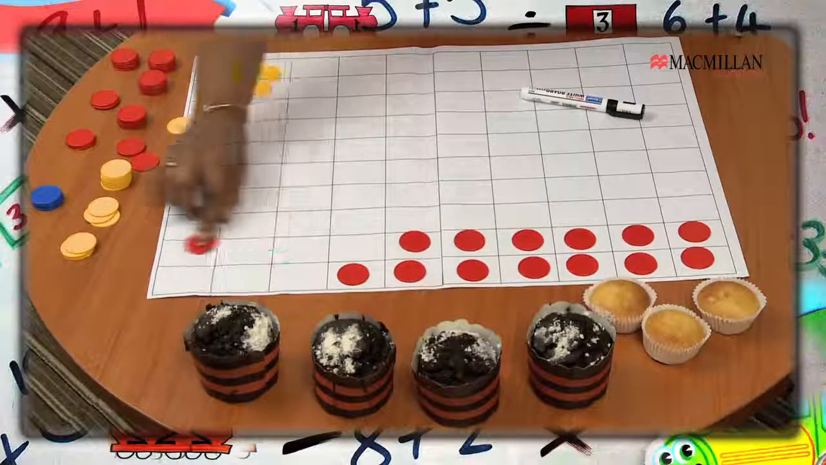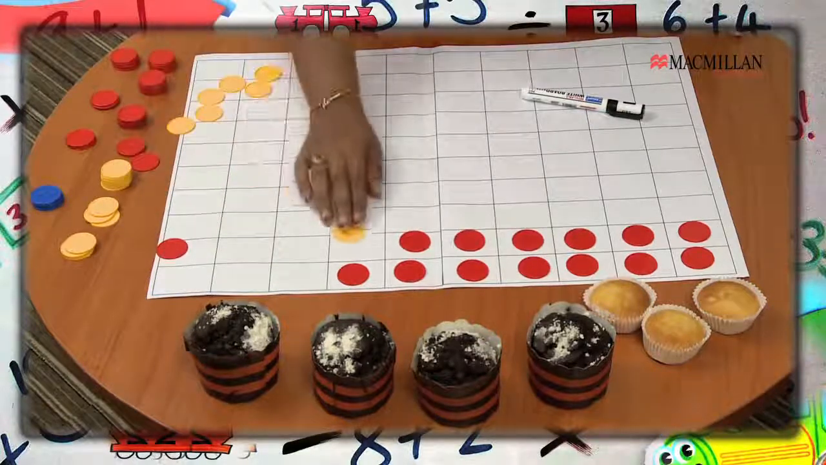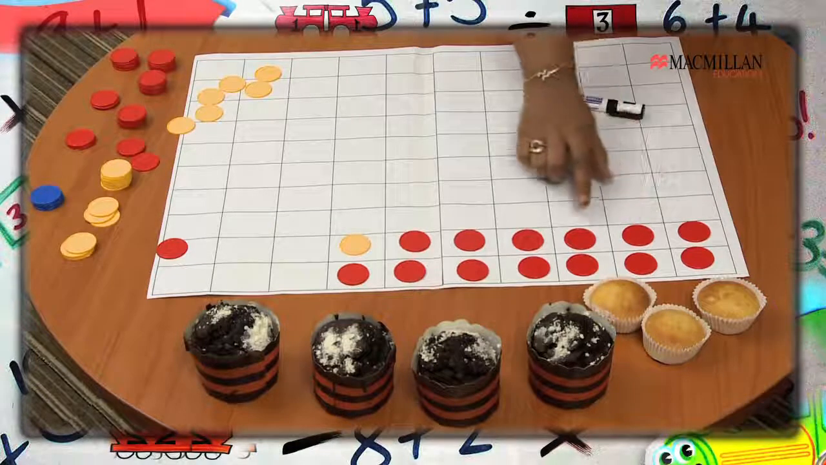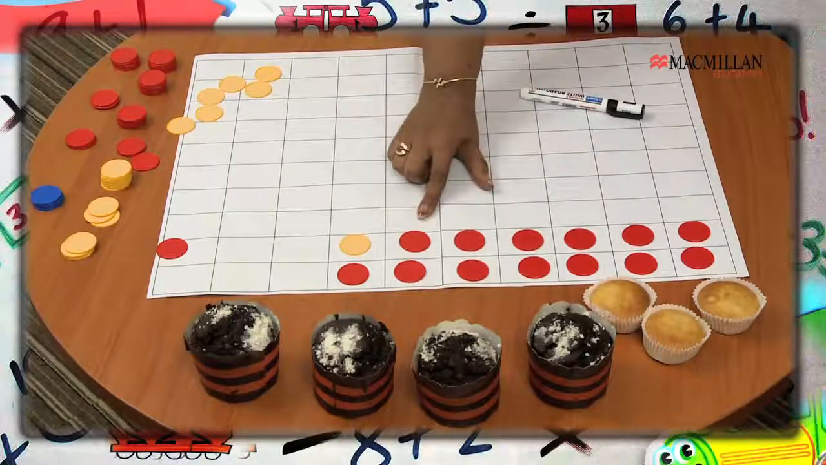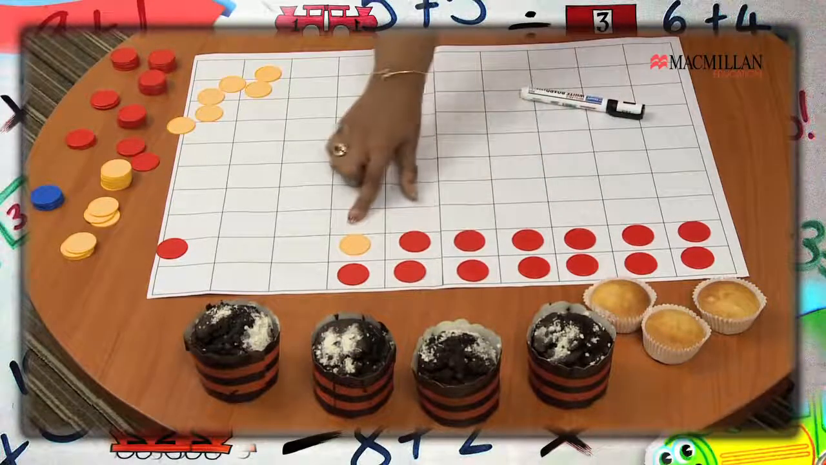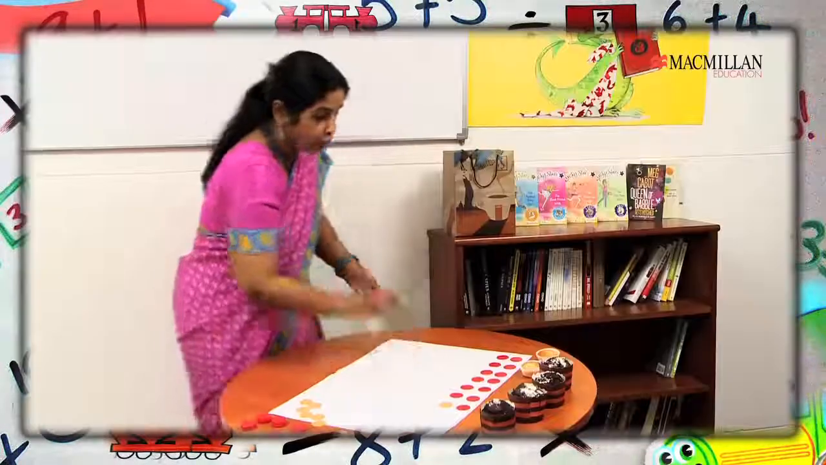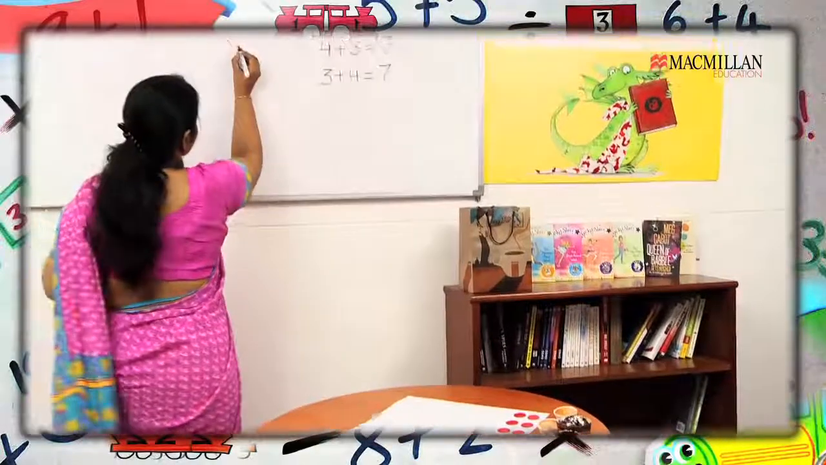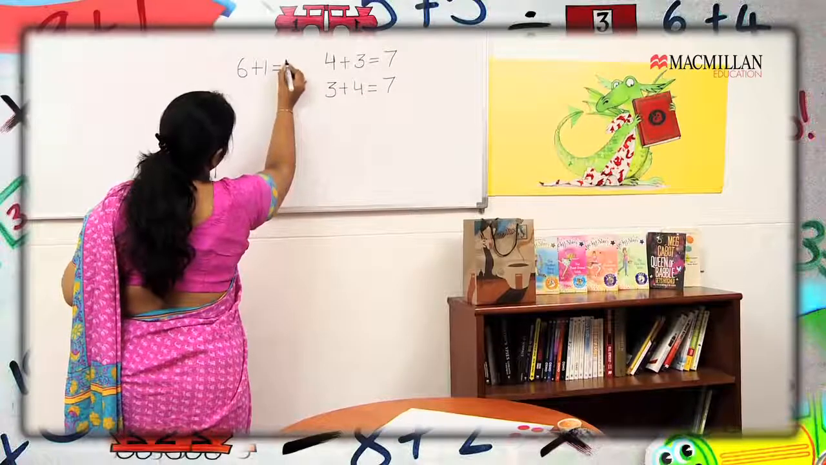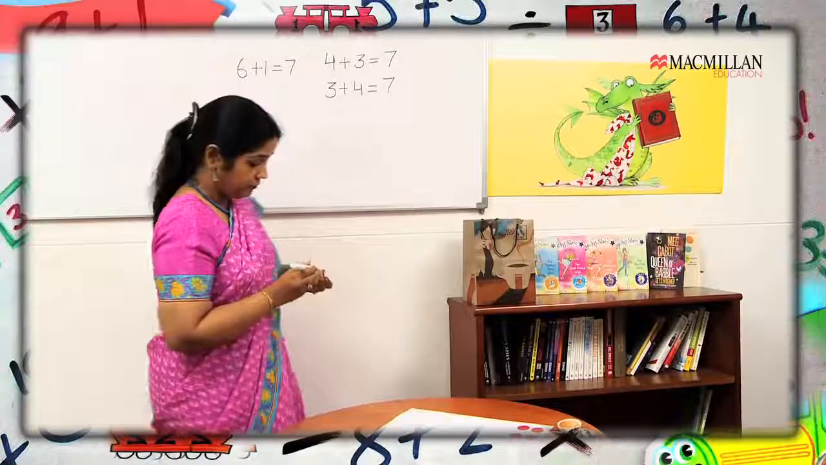Now I'm going to replace this 1 red counter by yellow counter. So what do I get? 1, 2, 3, 4, 5, 6 and 1. And together how many are these? 7. So I get 6 plus 1 is equal to 7.